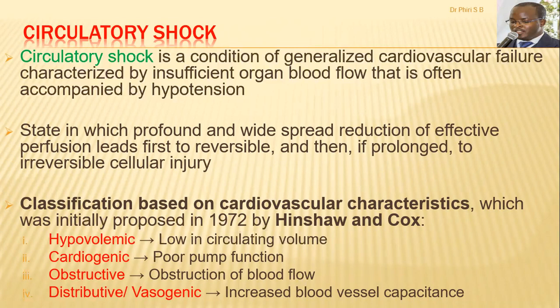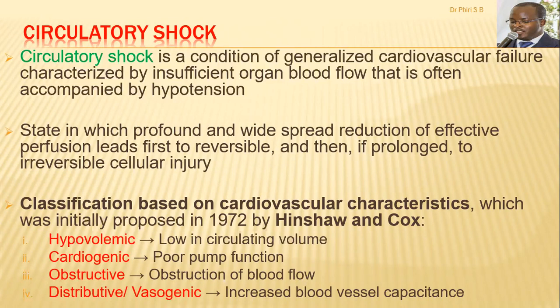So you have 4 different types of circulatory shock. We have hypovolemic shock, which looks at low circulating volume. If you have low blood volume, for instance, that can result in hypovolemic shock. Then you have cardiogenic shock, poor pumping function. You're looking at the contractility and also the pumping action of the heart itself. If there's abnormal pumping action of the heart, it can result in cardiogenic shock.